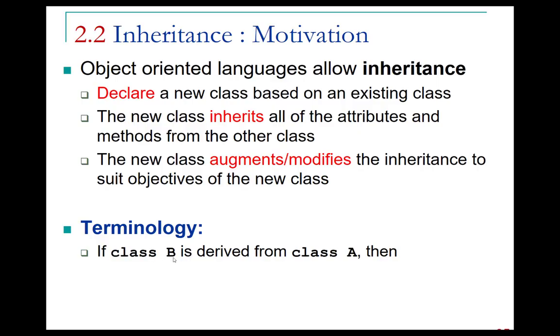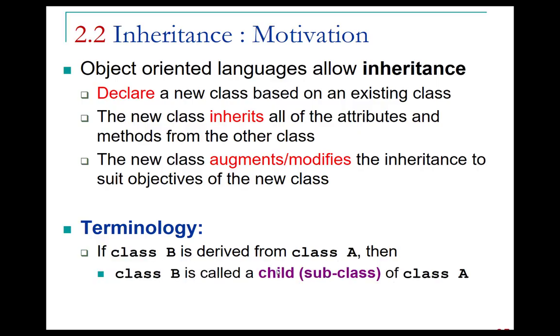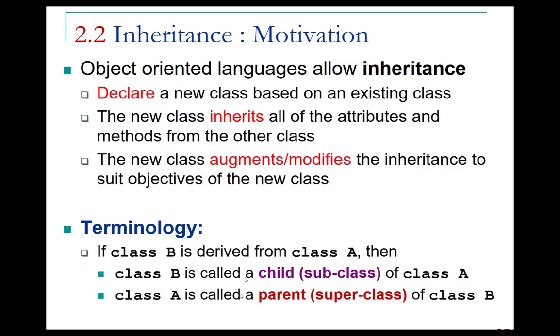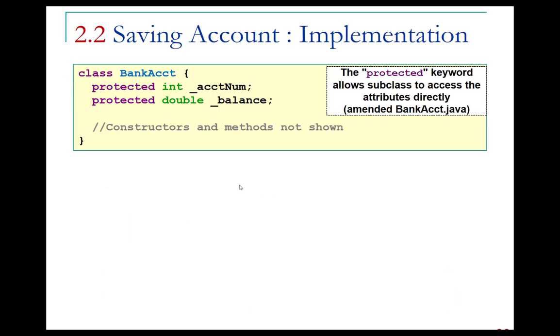The terminology is as follows. If a class B is derived from a class A, then we say that class B is called a child or a subclass of class A. And A is called a parent or a superclass of class B. Here is how our savings account is going to look with the use of inheritance. The class bank account is as before, except that now instead of private, we have changed it to protected so that the subclass can directly use the account number and the balance.